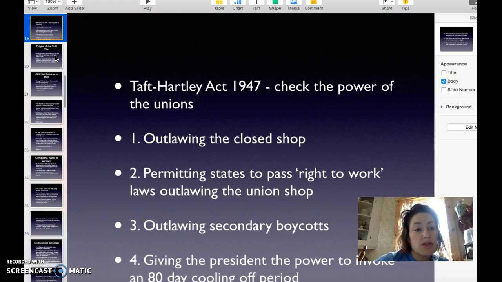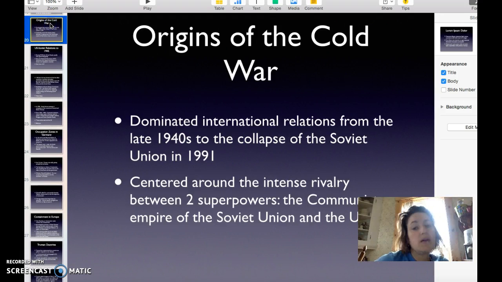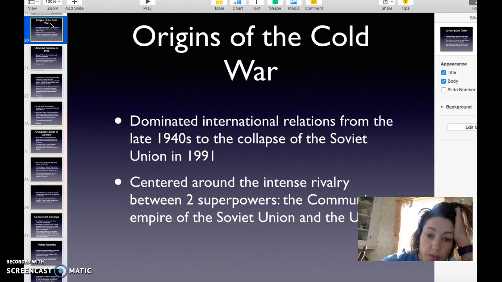Now we're going to transition into something super important during this time period, and that would be the origins of the Cold War. This is something that's really going to dominate international relationships from the late 40s until the early 1990s. And obviously it has to do with us, the United States, and our relationship with communist countries, particularly the Soviet Union. Like it says here, it's centered around the intense rivalry between 2 superpowers, the Communist Empire of the Soviet Union and, of course, the United States of America.